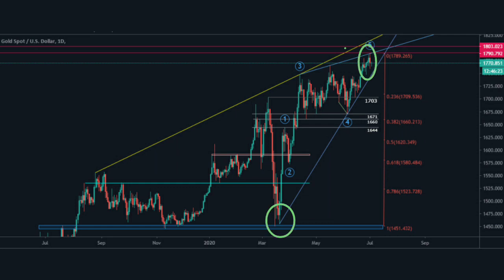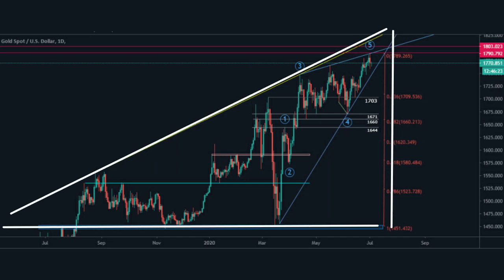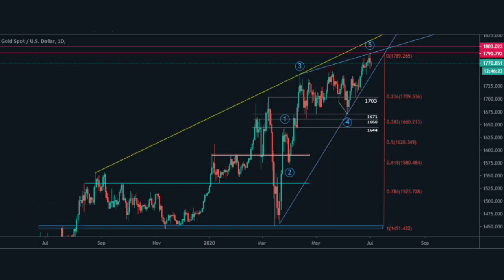From 1451 to 1790, gold has completed its bullish rally in a 5-wave wedge pattern. This week, gold hit the upper trend line of this wedge and found resistance at 1789. This wedge is also part of a triangle with a blue baseline at 1445.